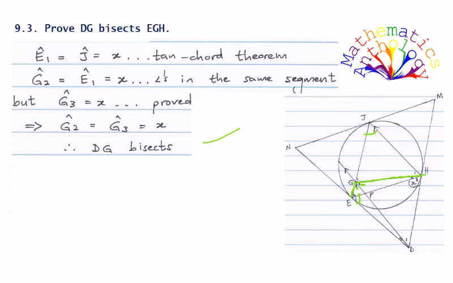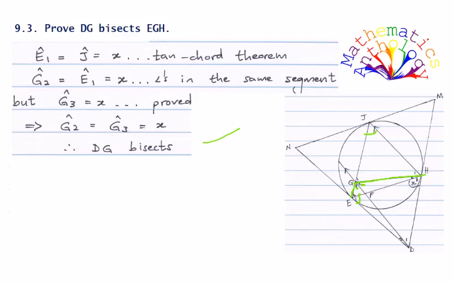So let's start with angle E1. Angle E1 is equal to angle J. That's equal to X. Tan-chord theorem, if you can see it. Your tangent is ND. Your chord is EH. EH subtends J at the circumference, which makes angle E1 equal to angle J because of tan-chord theorem.